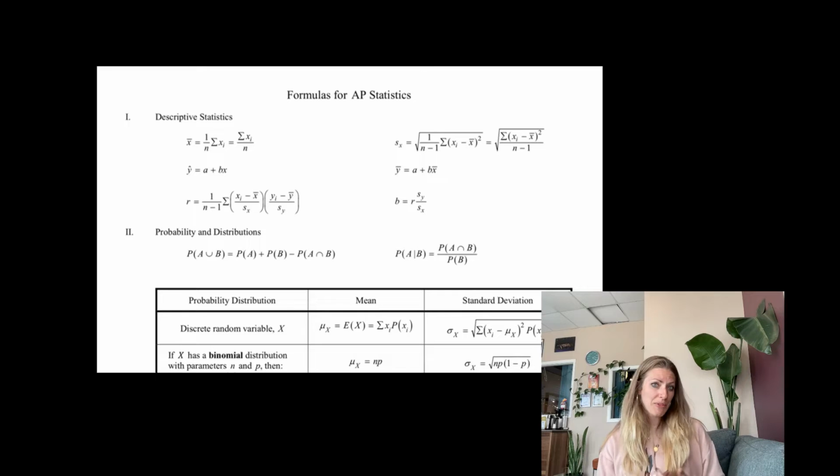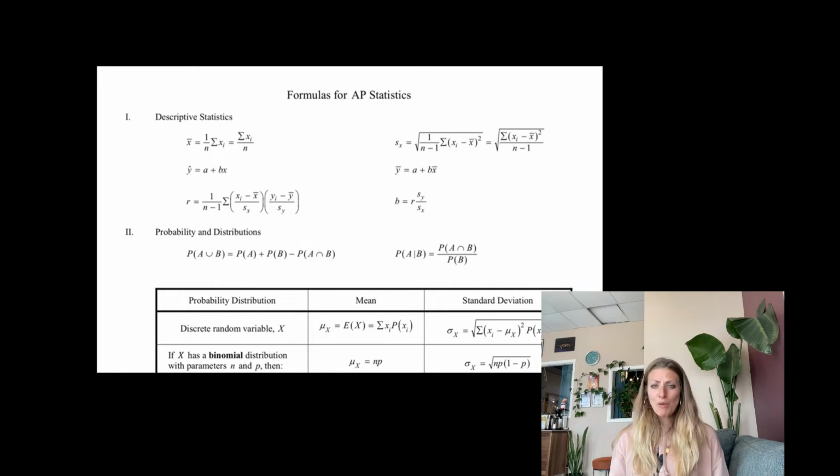So this is the new formula sheet. This is what you're going to get when you take the test. You get it for the multiple choice and for the free response. So the nice thing is that they actually describe a lot more than they used to. So hopefully it makes it a little bit easier to follow and a little more useful.